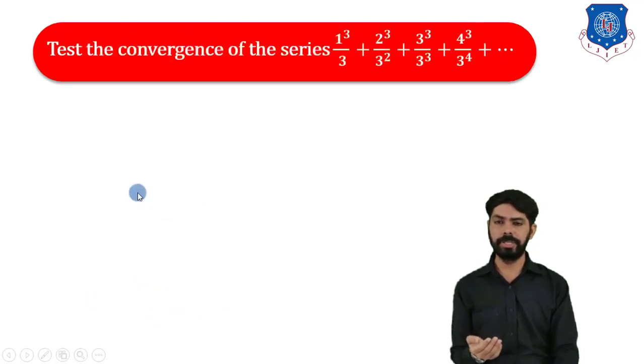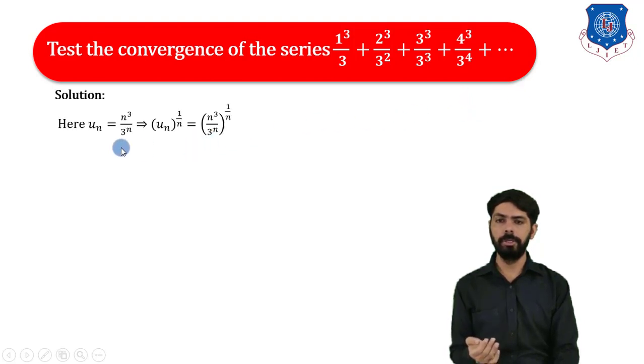Now we will discuss next example, that is test the convergence of the series 1 cube divided by 3 plus 2 cube divided by 3 square plus 3 cube divided by 3 cube plus 4 cube divided by 3 raised to 4 plus so on. So here un is equal to n cube divided by 3 raised to n, because here if we put n is equal to 1 in un, then first term will be 1 cube divided by 3 raised to 1, which is this. Same way if we put n is equal to 2 in un, so it will be 2 cube divided by 3 square, so this is second term.